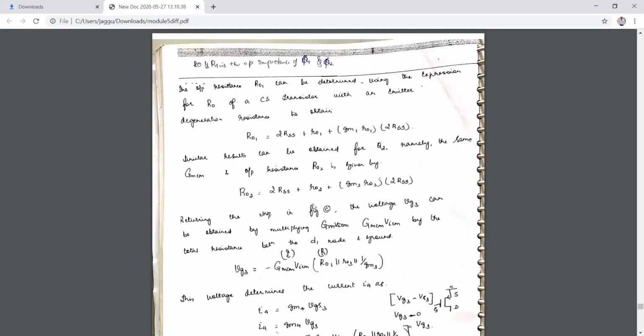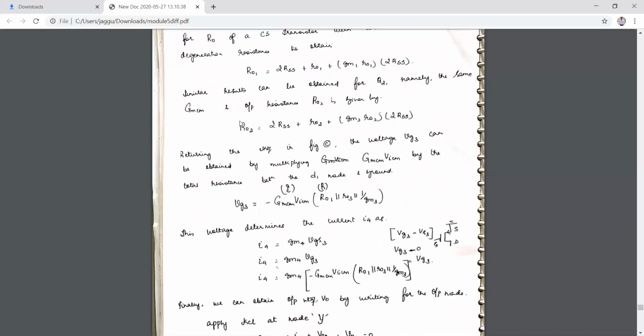Similarly, for the second stage, R02 is equal to 2 RSS plus R02 plus Gm2 R02 into 2 RSS. Because 2 RSS is present for both transistors, the output resistance is written for a common source amplifier. This is an expression for a common source amplifier with a degeneration load. The circuit considered is a common source degeneration.